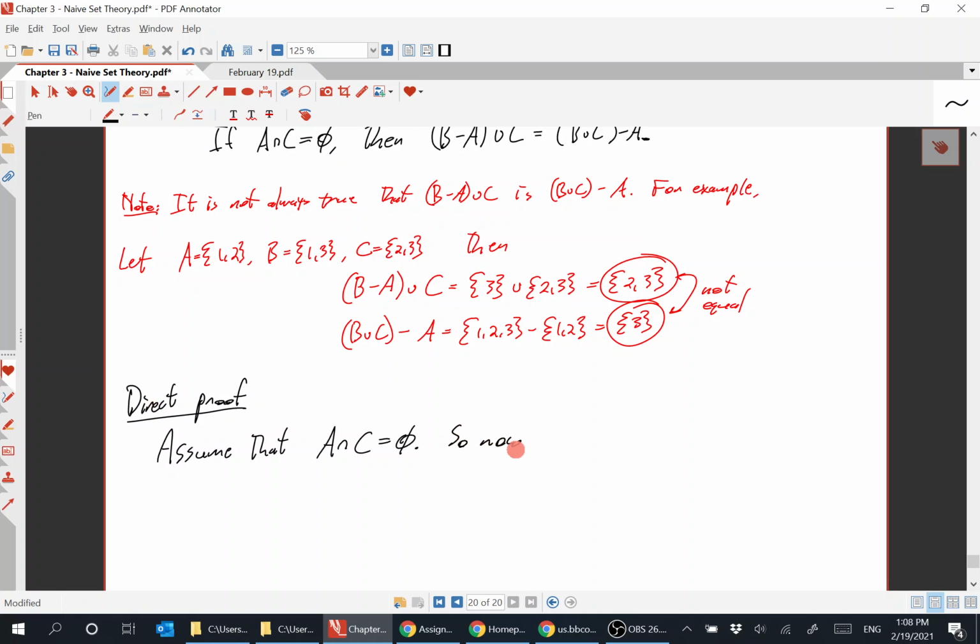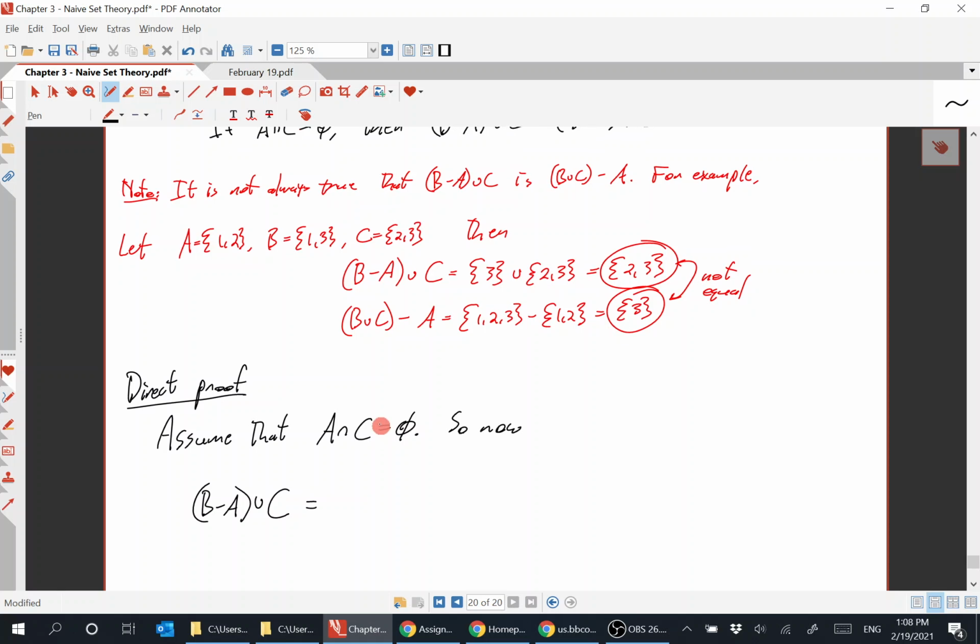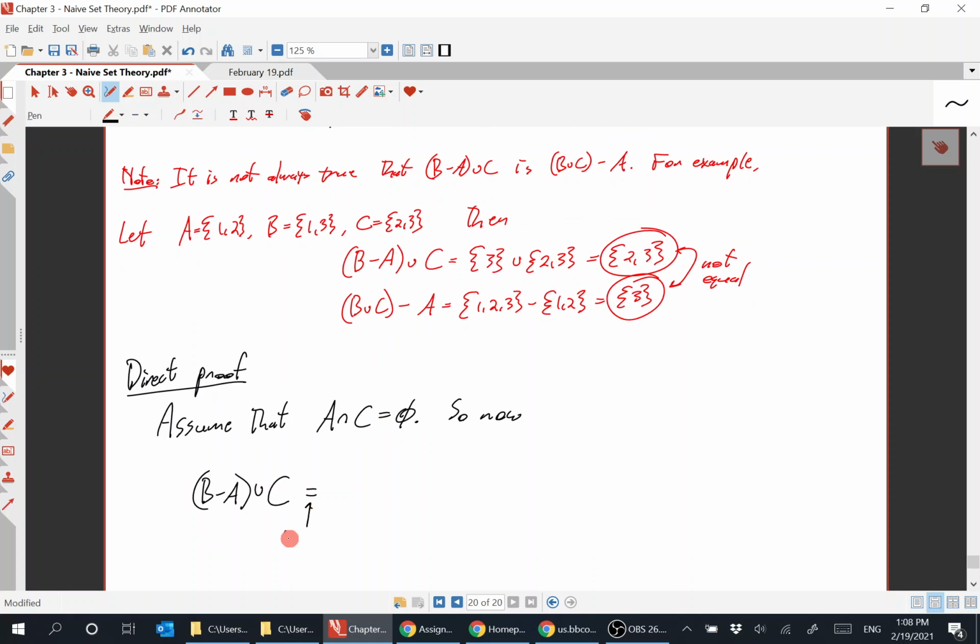So now, B minus A union C is equal to. Okay, so by definition, B minus A is equal to what? What's B minus A by definition? Say it in terms of intersections and complements.